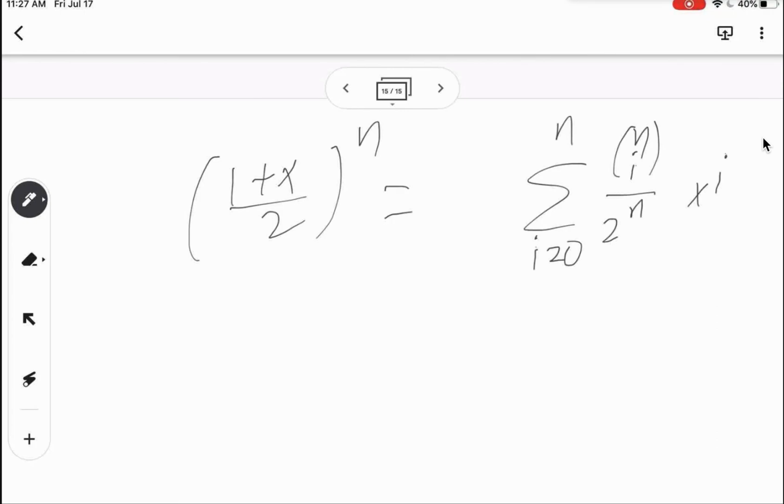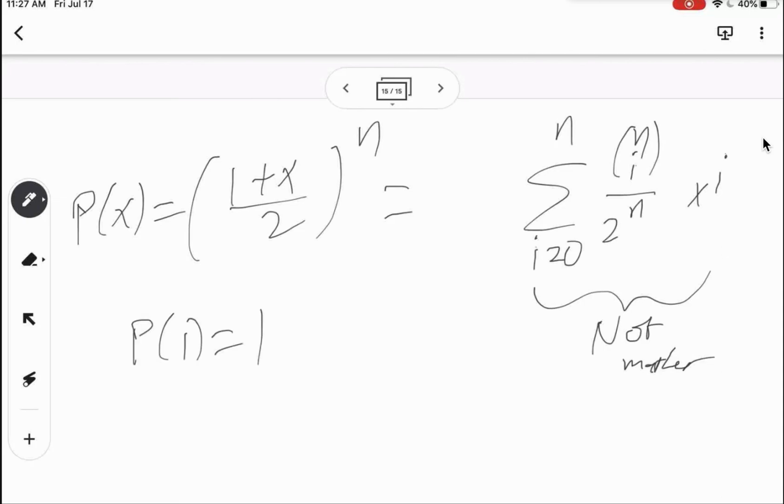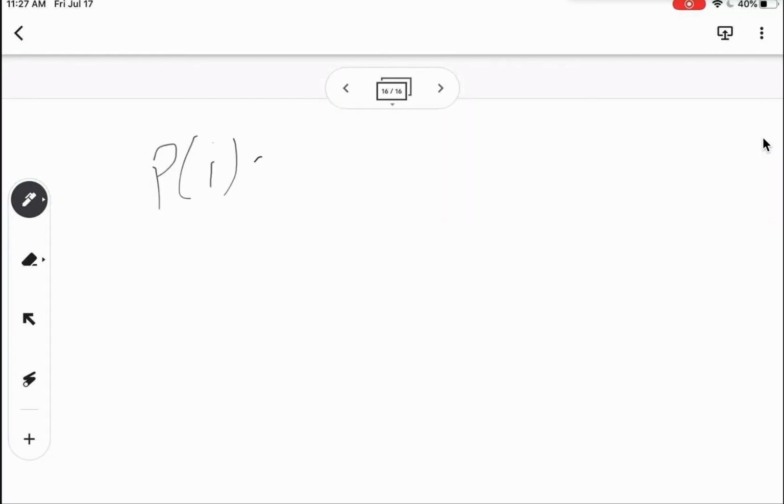And we want to use our root of unity filter. So this would be p of x equals this. Actually, this binomial expansion doesn't matter. The nice thing is that you can work directly with p. So what is p of 1? P of 1 equals 1, because 1 plus 1 over 2 is 1. And p of negative 1 equals 0. That's easy, right? But then what about p of i? P of i equals (1 plus i over 2) to the n.